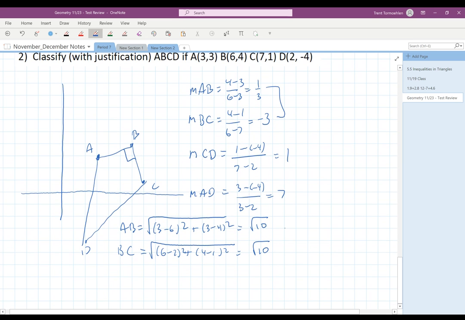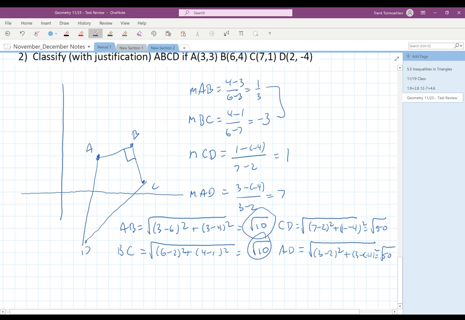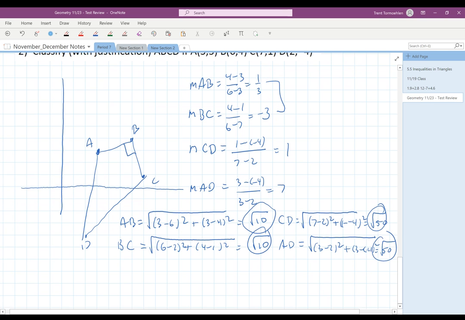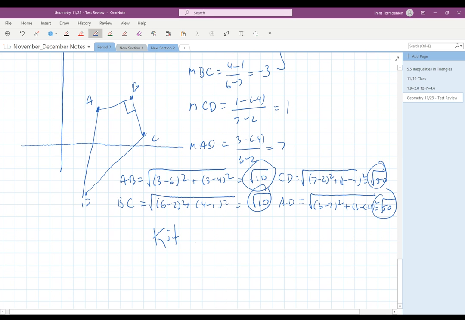And then CD is going to be 7 minus 2 squared plus 1 minus a negative 4 squared, which is going to give you a square root of 50, which does simplify, but you don't need to simplify it because we just need to show that they're the same. For AD, it would be 3 minus 2 squared plus 3 minus a negative 4 squared, which also turns out to be square root of 50. And so since these two adjacent sides are the same and these two adjacent sides are the same, this turns out to be a kite because the lengths of the sides are the same.